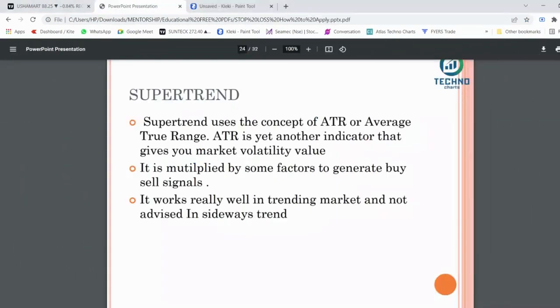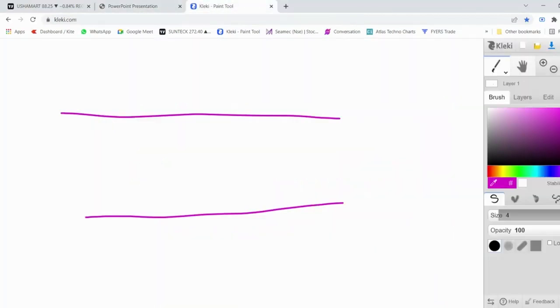So the fourth method that we are going to look forward is of super trend. Super trend uses the concept of ATR, or average true range, where ATR calculates the market volatility value. Now it is multiplied by some factors to generate buy and sell signals, which act as a trailing stop loss in your older trades. So it works really well in trending markets and is not advised to use in a sideways zone.